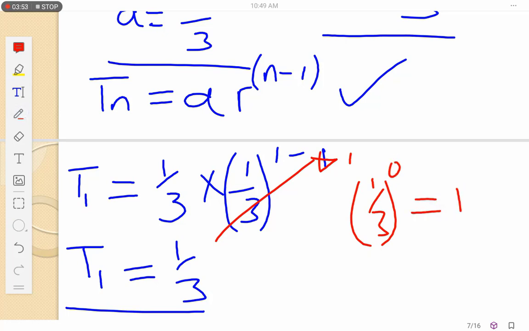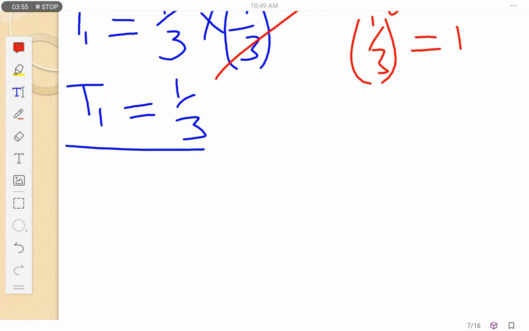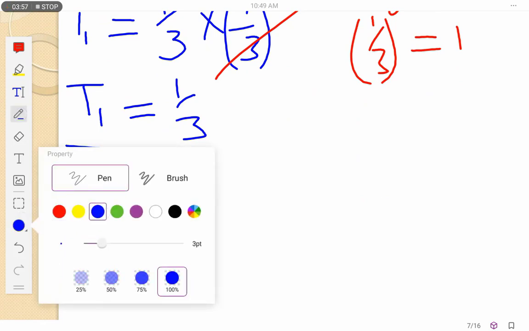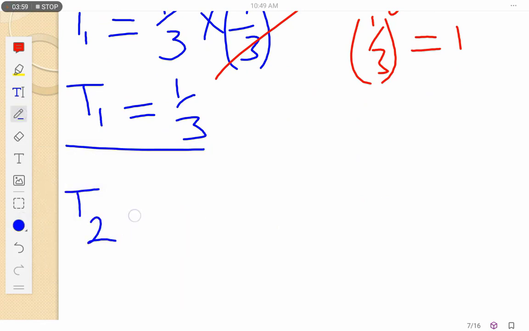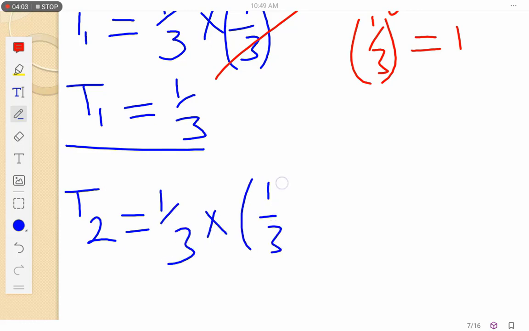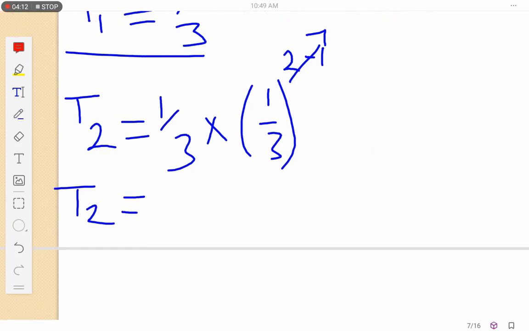Okay. Let's go for the next one, T2. If you do for T2, you get T2 being equal to 1 over 3 times 1 over 3 to the power of 2 minus 1. So this becomes a 1. So we'll get our T2 as 1 over 9.